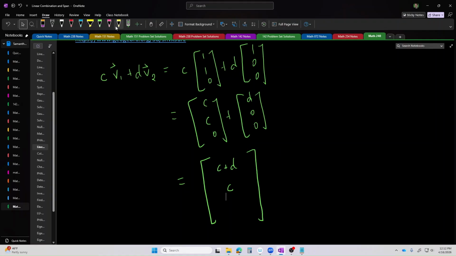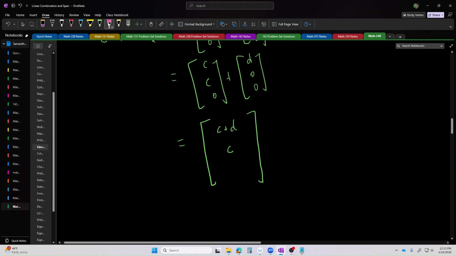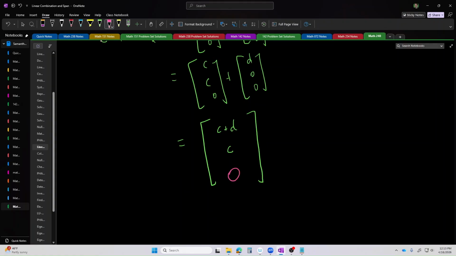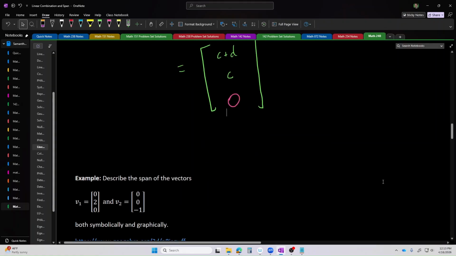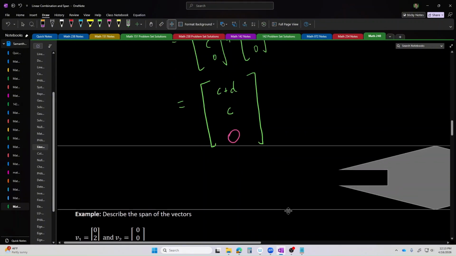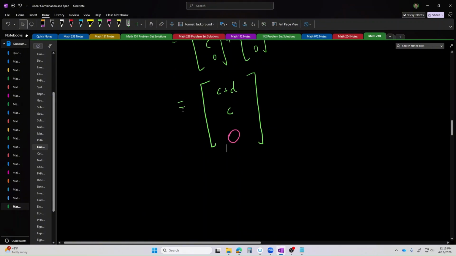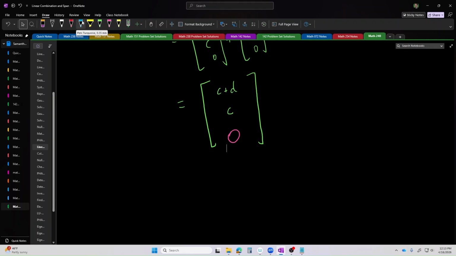But then every vector in the span has a really interesting property. Every vector in the span of this v1 and this v2 has the property that the third entry, the z component, is 0. So the span of these two vectors consists of all the vectors in three-dimensional space that have a z component of 0.